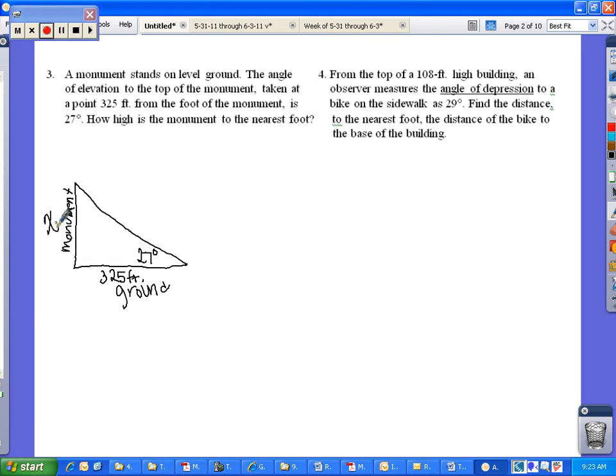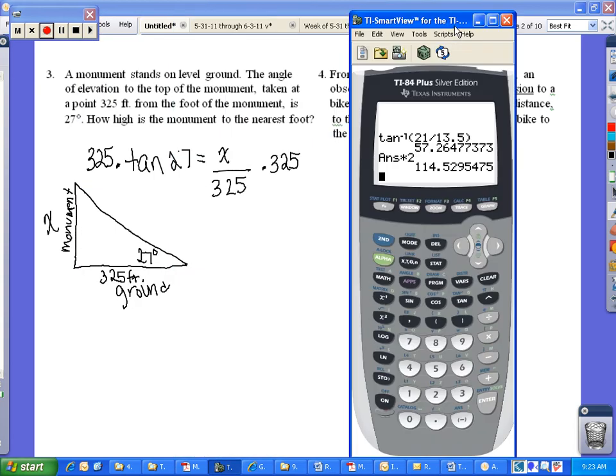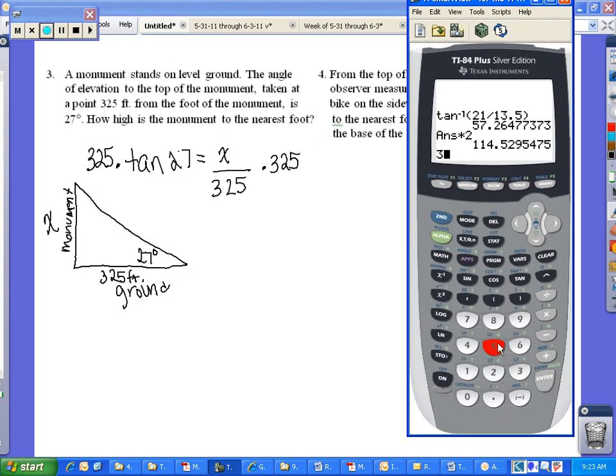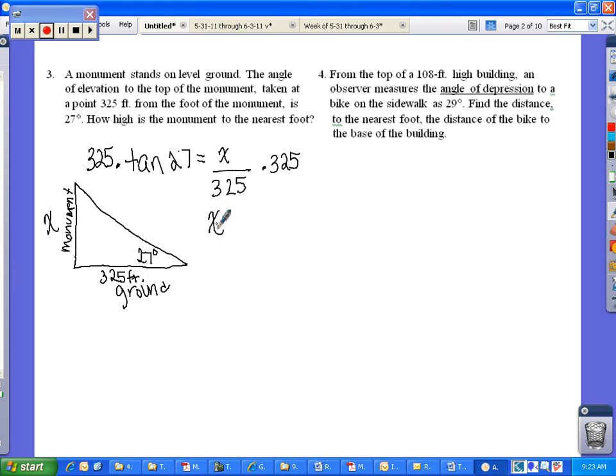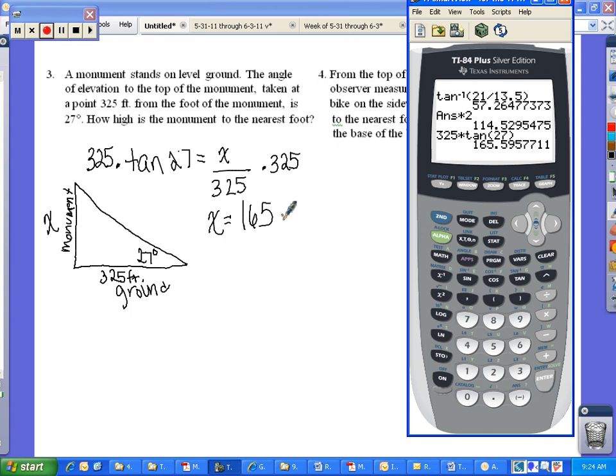So what are you going to use? This is opposite, and this is adjacent, so you're actually going to use tangent. So tangent of 27 equals opposite over adjacent. To solve this, you're going to multiply both sides by 325 first. And then in your calculator, you're literally going to put in 325 times the tangent of 27. And you're going to get that x is 165.596.